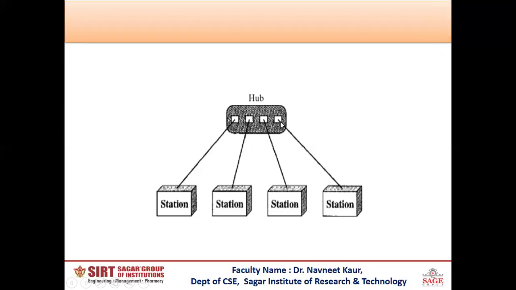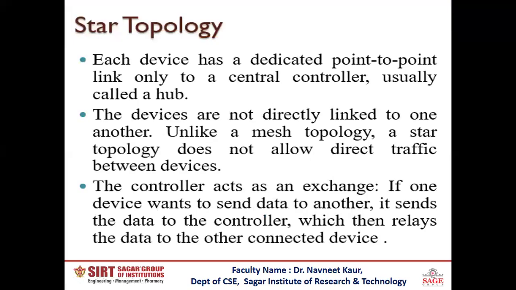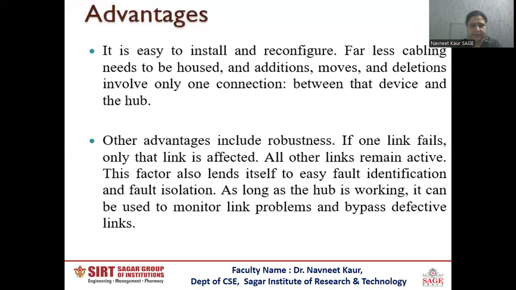Here, the data will be transmitted using this central controller, which is called hub. The devices are not directly linked to one another, so it does not allow direct traffic between the devices. The controller acts as an exchange. If one device wants to send data to another, it sends data first to the controller, which then relays the data to the other connected device.